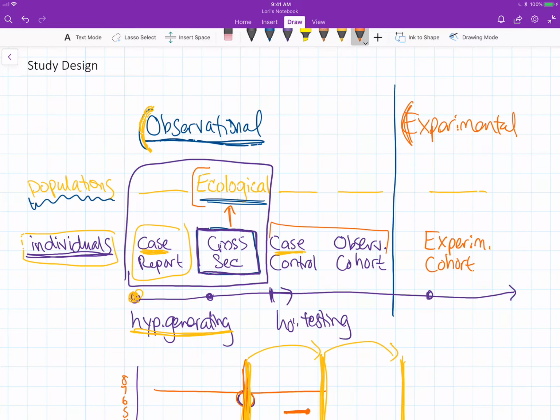The biggest limitation of ecological studies is that if we see some kind of relationship between an exposure and an outcome, maybe in a particular city the water supply has a certain characteristic, and we also have data for that city on what percent of the population has a particular outcome, the relationship at the population level does not necessarily apply at the individual level.